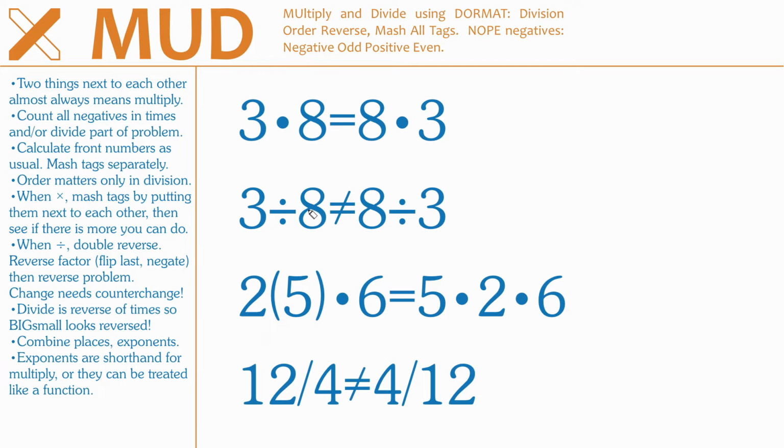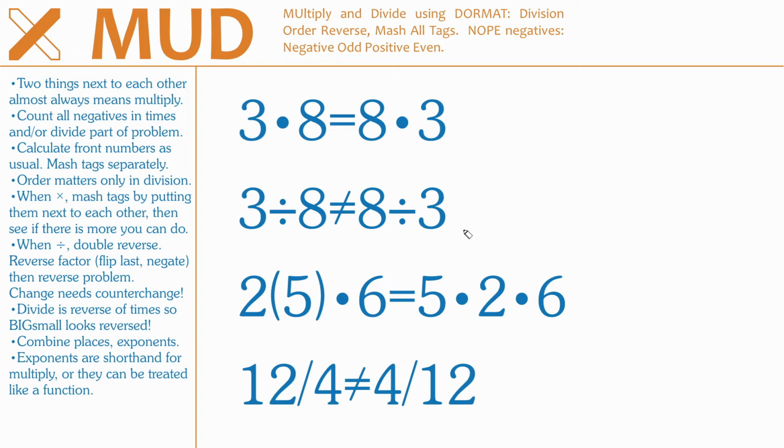However, 3 divided by 8 is definitely not the same as 8 divided by 3. Check this out on your calculator. 3 divided by 8, that is some fraction or decimal smaller than 1. 8 divided by 3, that's a fraction or decimal bigger than 2. There's no way that these two sides equal each other.